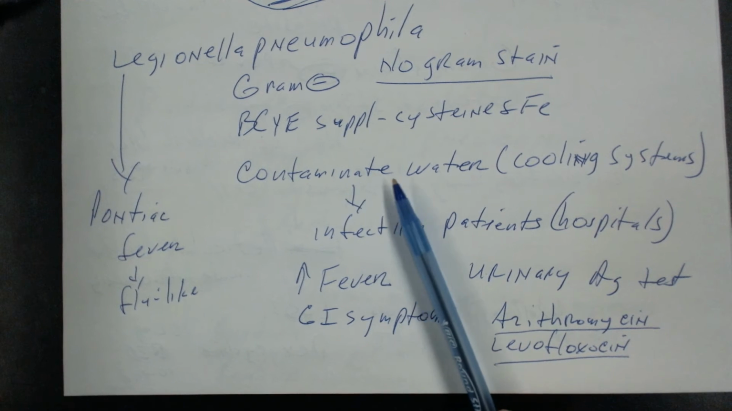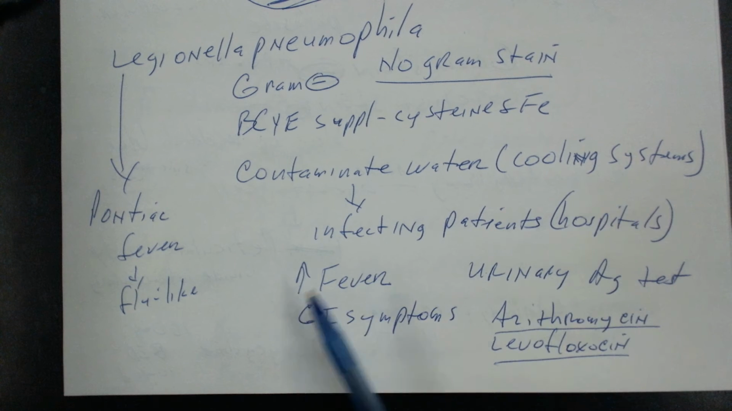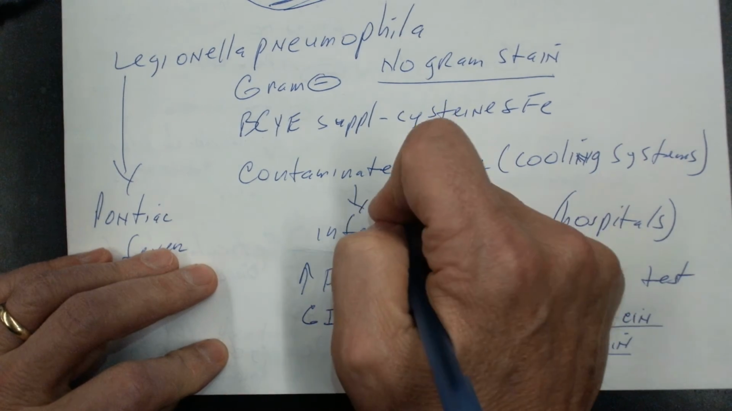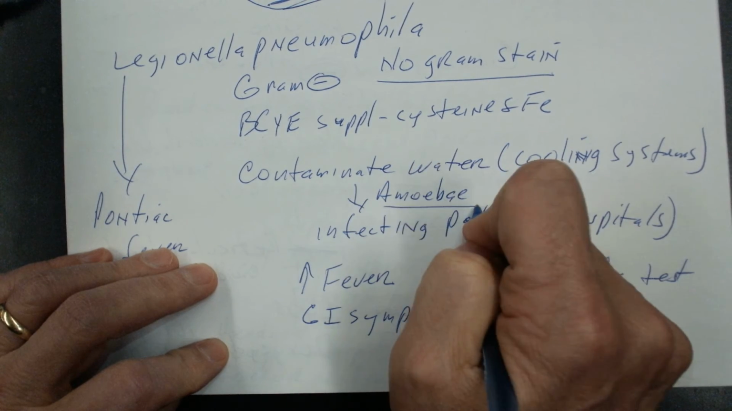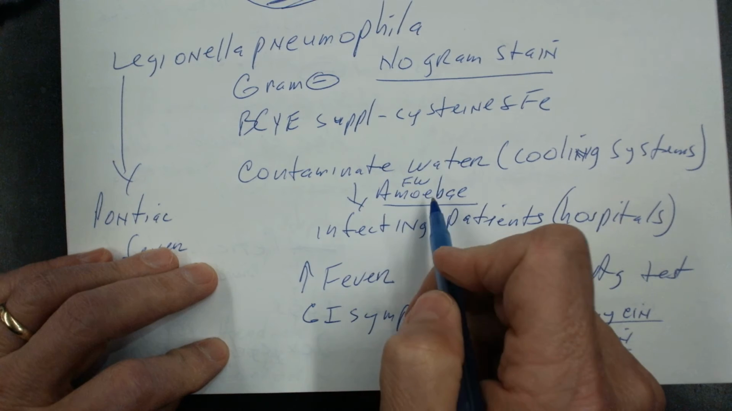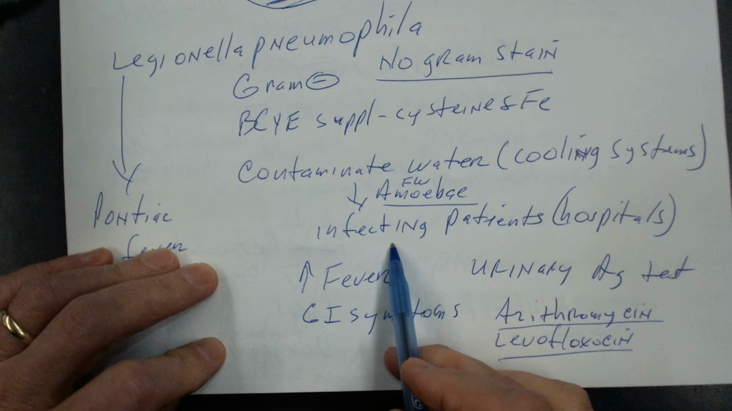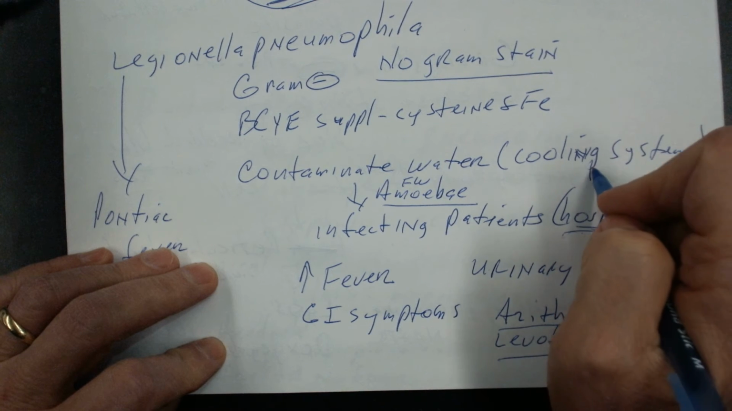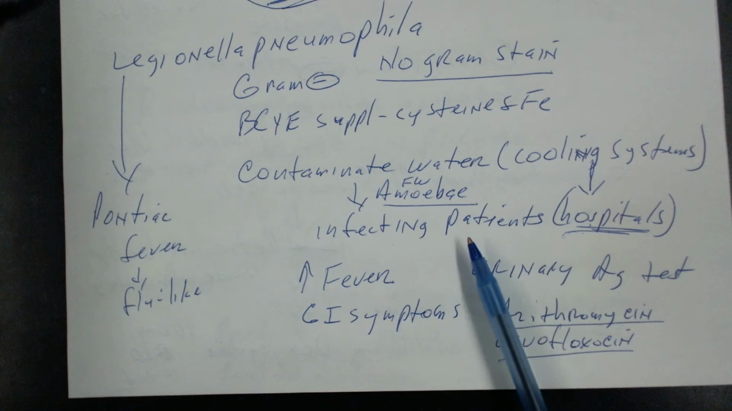It comes from contaminated water, and in hospitals that'll come from the cooling systems. It is an intracellular parasite of the freshwater amoebae that you find in fresh water. So it infects patients through aerosols, very commonly in hospitals, through the cooling systems in hospitals. It can invade macrophages. The macrophages can't kill it.